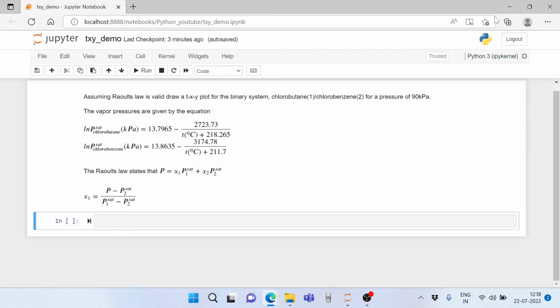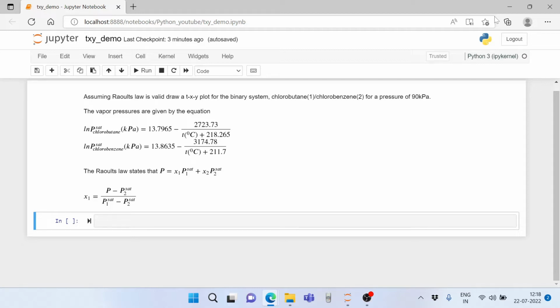Hello friends, and welcome to a lecture on application of Python to chemical engineering. Today we will be taking up a very interesting problem. The problem is that a binary system follows Raoult's law, and we have to plot the TXY plot. Now, at the outset, let me tell you, this is not an easy task.